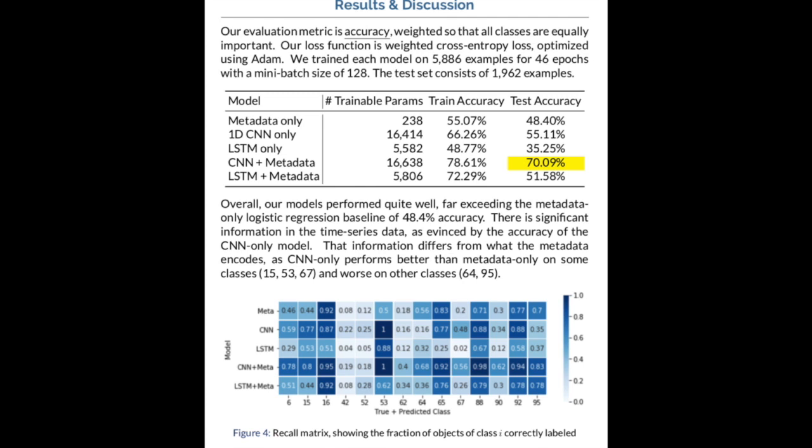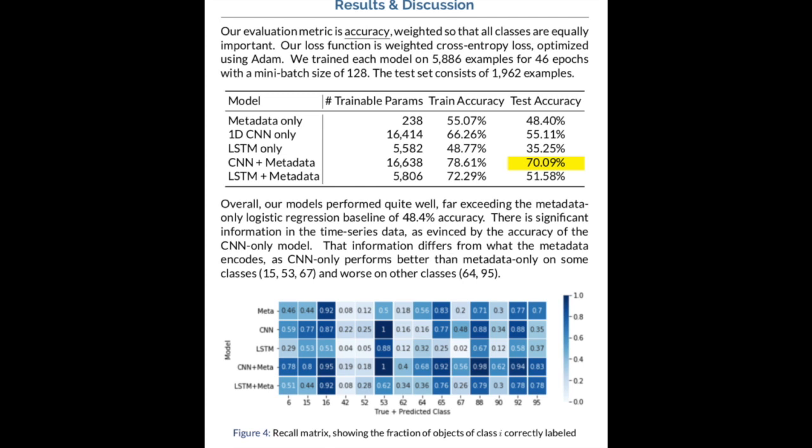Finally, the results. We use accuracy as the evaluation metric, but weighted so that every class has the same importance. Our loss function is weighted cross-entropy, and we train 5 different models. The first uses only the metadata features and a logistic regression model, then only the CNN with no metadata, then LSTM with no metadata, and CNN plus metadata, and LSTM plus metadata. The CNN with metadata model was the best performing, hitting 70% test accuracy, which is significantly better than the 50% from the metadata-only baseline. The table at the bottom shows recall.